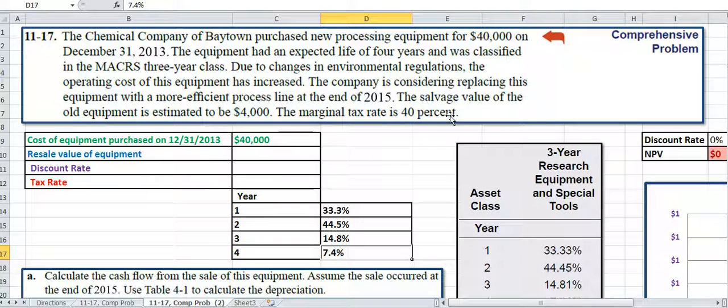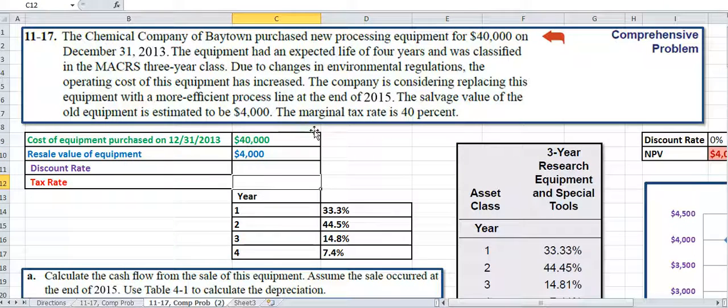And the salvage value of the old equipment that they bought at the end of 2013 is going to be $4,000. So we're going to put that in for the resale value right here. And the marginal tax rate is 40%, so we're going to put that right here. Now we're going to come back. Actually, I jumped, not 4,000%, 40%. Let's change that.